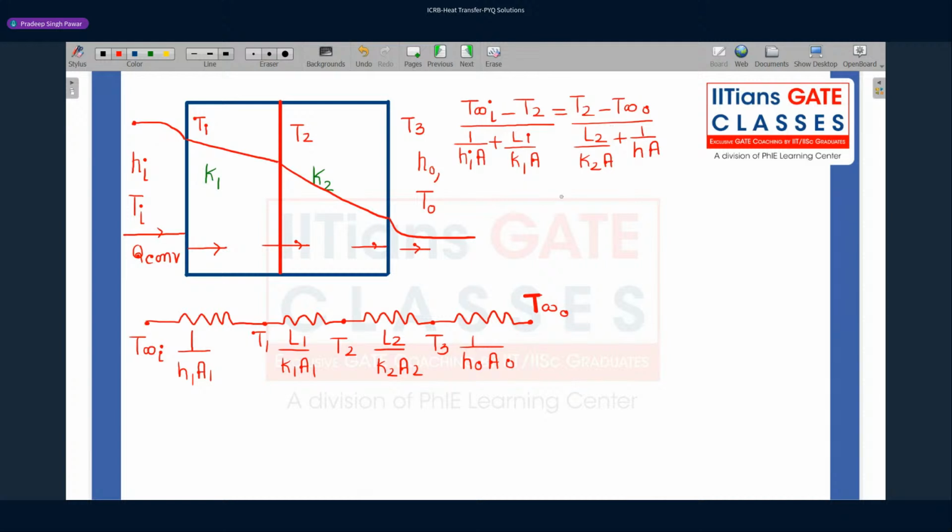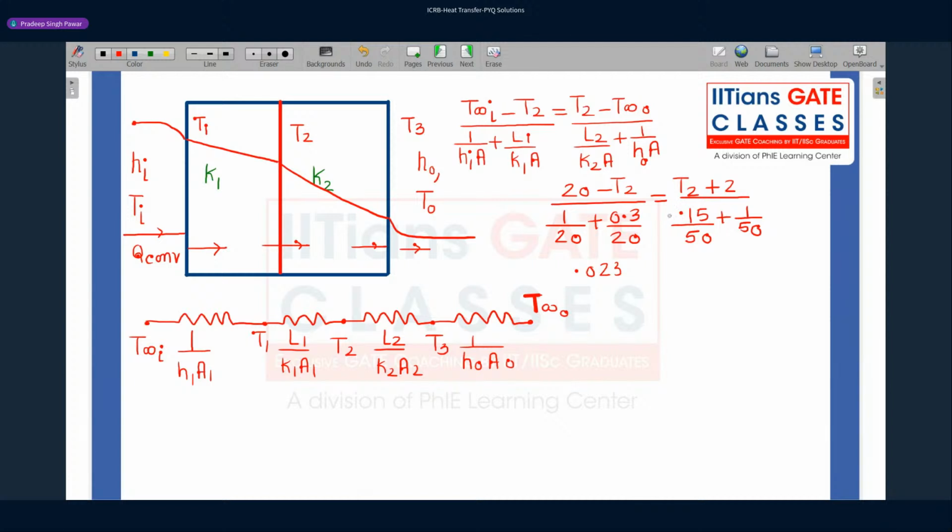T infinity i, how much is it? This value is 20 degrees. T2 is something which we need to calculate. Hi is how much? It is 20. Li is 0.3. T2 we want to calculate. T infinity naught is minus 2, so this will become plus 2 upon L2, which is 0.15. Thermal conductivity is 50, plus 1 over H naught. H naught is how much? It is 50. Okay. So if you solve this, you get 0.023.